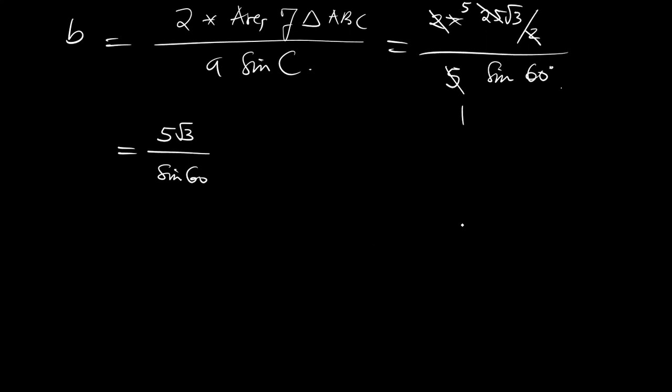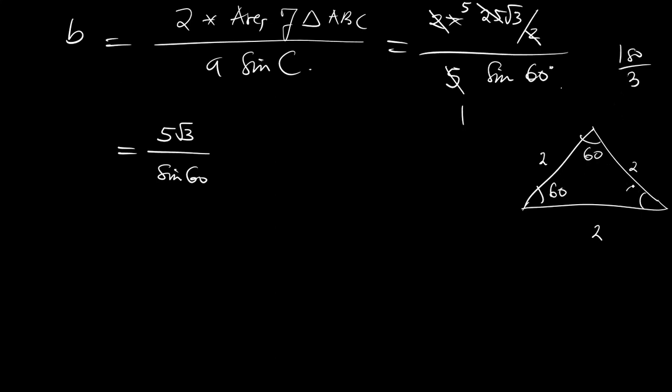Now, you know sine 60. If you have an equilateral triangle where the sides are 2, 2, and 2, all the sides are equal, so the angles are also equal. You know the sum of angles in a triangle is 180, so if you divide 180 by 3, you have an equal value, which is 60. So all the angles will now be 60.